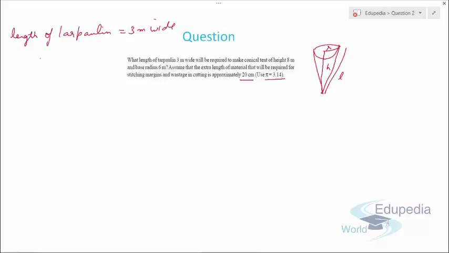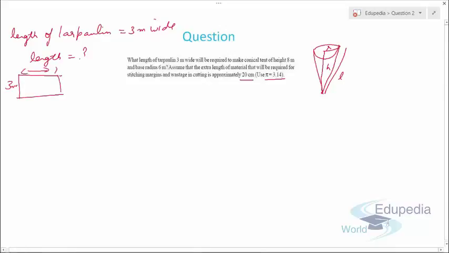It's given, and we need to find the length, right? Because the tarpaulin will be in a rectangular shape. Let's say this is 3 meter, and suppose we need to find the length, right? So let's see how we can do this. And the conical height is given 8 meters, and radius is given 6 meters.